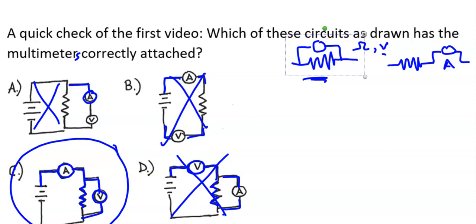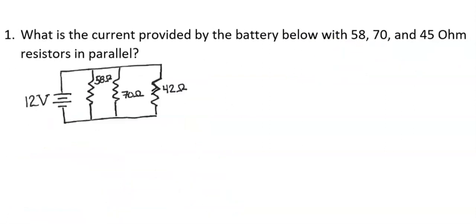Okay, so we're only 10 minutes in on this video, so I think I'm going to jump ahead and just do the very first problem. The reason is the last problem's kind of long. So if we get this one out of the way, I should still have time to do the other 3 in one video for you guys. So it says, what is the current provided by the battery below with 58, 70, and 45 ohm resistors in parallel? The reason I spelled that out in the question is because I drew the picture really sloppy.